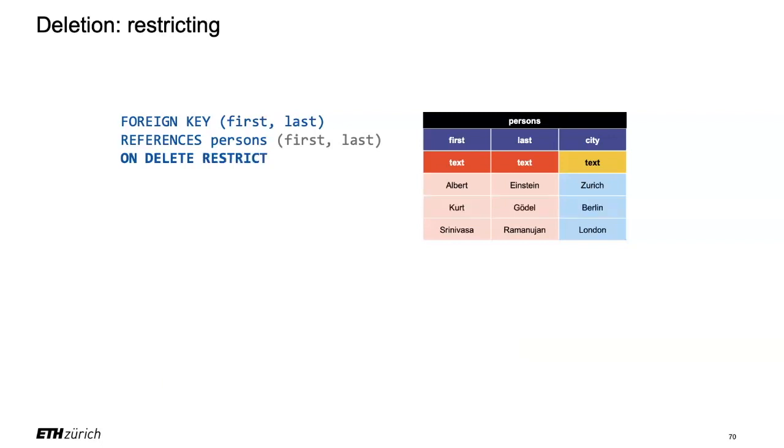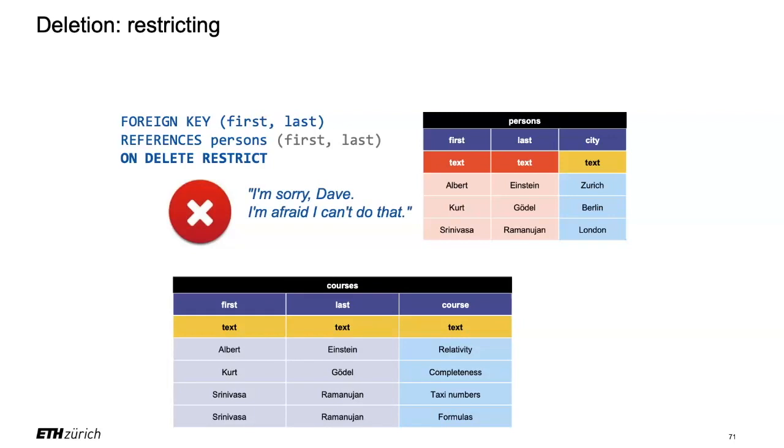Maybe you don't like this. Maybe instead you want to forbid it. Maybe you want to say if you delete a person that is being referenced by other tables, maybe you just want to throw an error message, maybe a fancy one like this, and then say, no, that's not okay. And it will not even let you delete the record that had the primary key that was referenced.